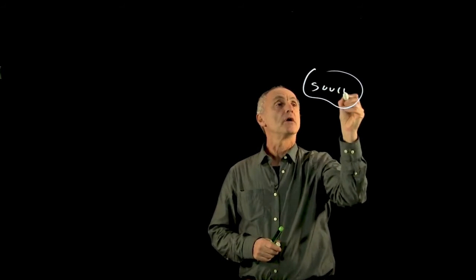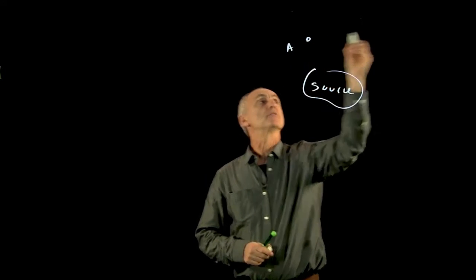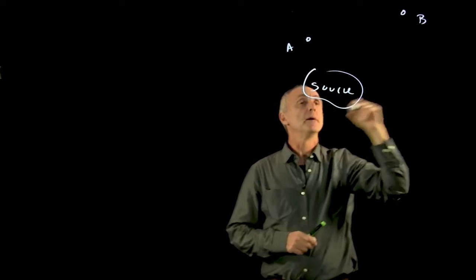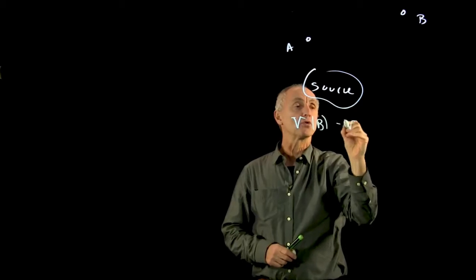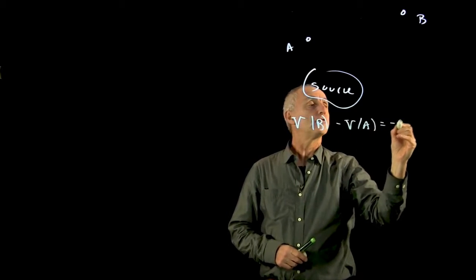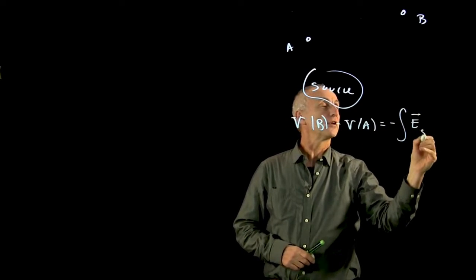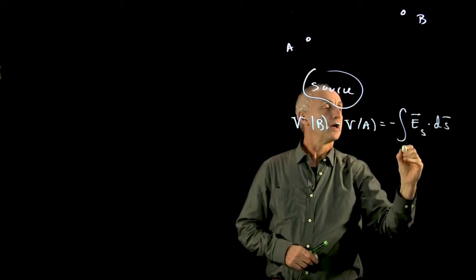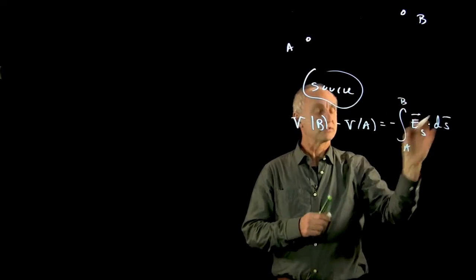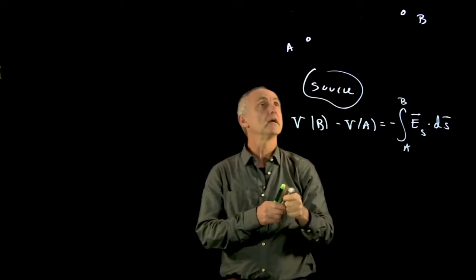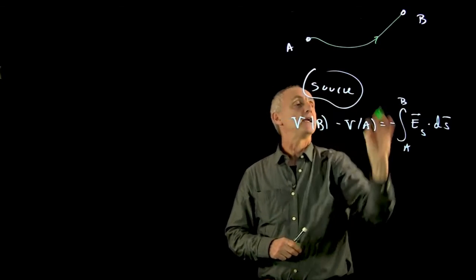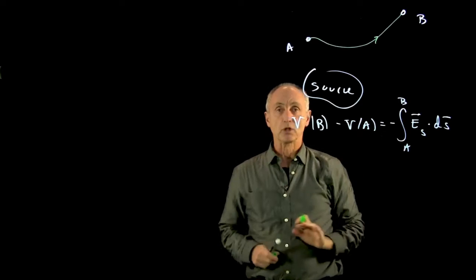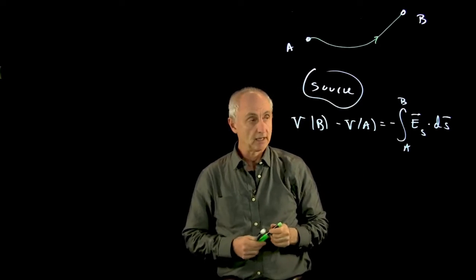We defined electric potential difference for a source between 2 points in space, A and B, as the minus the integral of the electric field of that source dot ds. And because this is a path-independent quantity, it doesn't matter what path we take from A to B, this potential difference will always be well-defined.